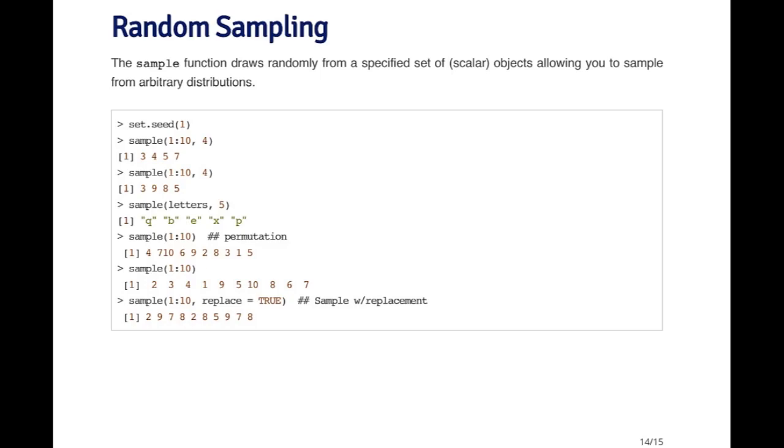So lastly, if I want to sample from 1 through 10 but with replacement, I can specify the replace equals true argument. So now I'm sampling 1 through 10, I'm getting a vector of 10 numbers from the vector 1 through 10, but because it's with replacement, I can get repeats. So you can see I got 8 three times, and I got 9 multiple times. So that's how you sample with replacement.